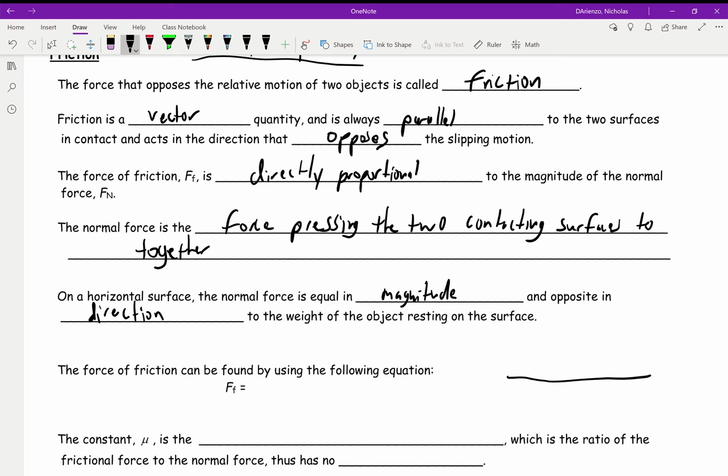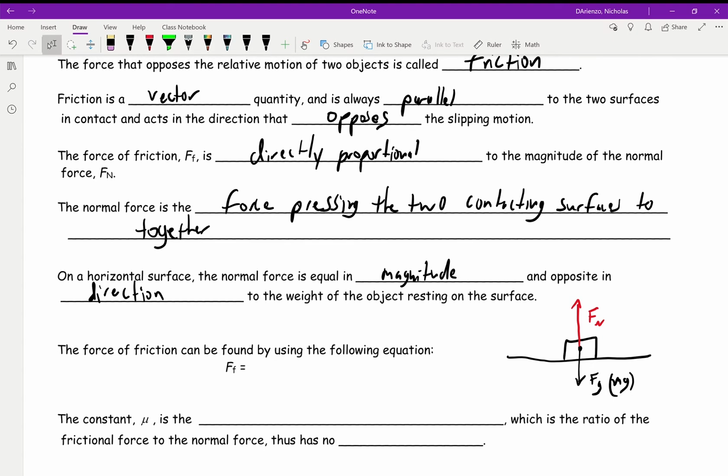So if we consider that same box, we have a force here, F sub g, or force due to gravity, which is the weight of the object. The normal force is going to be equal in magnitude, opposite in direction to the object's weight. And remember, our force due to gravity here is the object's mass times acceleration due to gravity, or gravitational field strength.